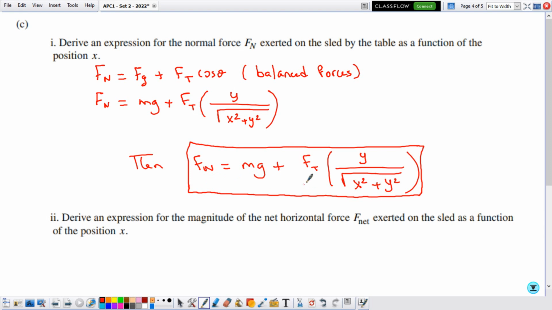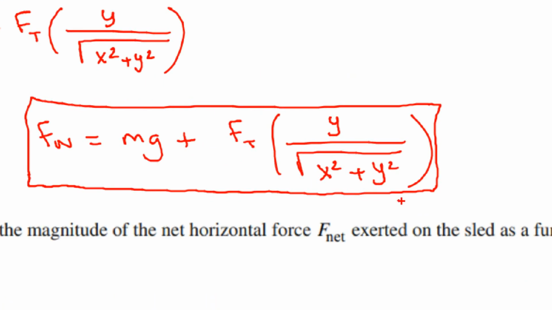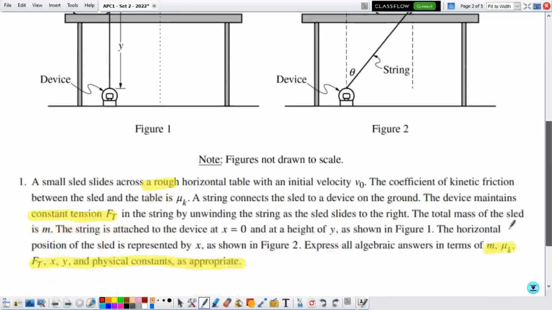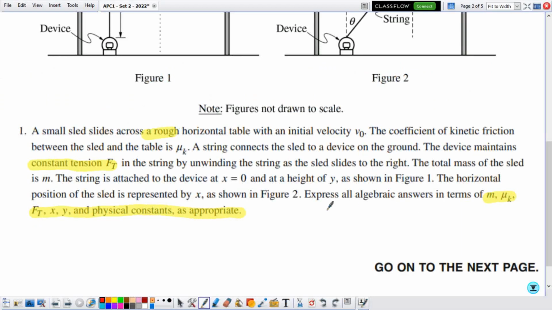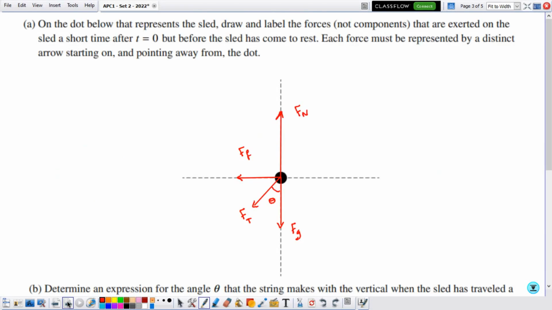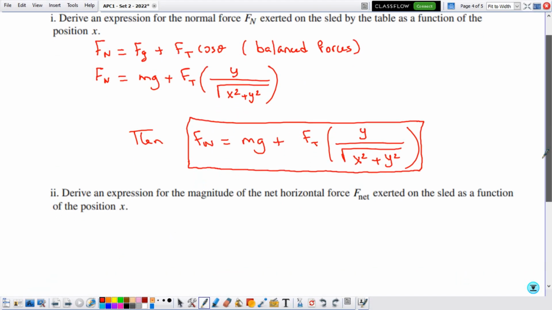And now let's do the check that we have expressed in terms of the stated constants. Now we have m, g we can ignore because it's a fundamental constant, Ft, y and x. Then let's check. Indeed we have m, Ft, x and y. Then perfect. Now let's move to idea 2.